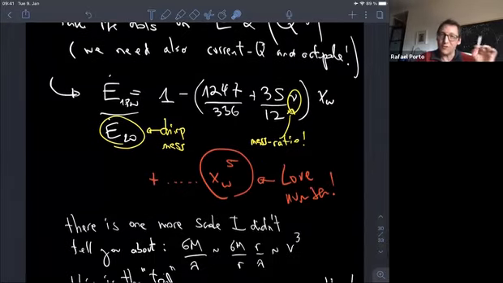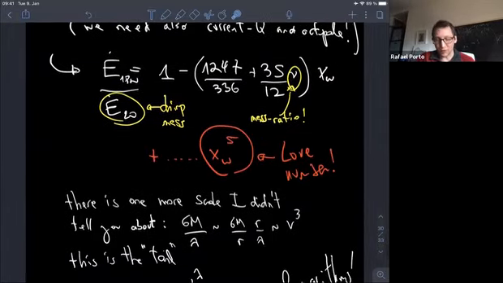If we get these to very high orders, including the x to the 5, then we are sensitive to the love number. That's how we're gonna probe the nature of those compact objects.